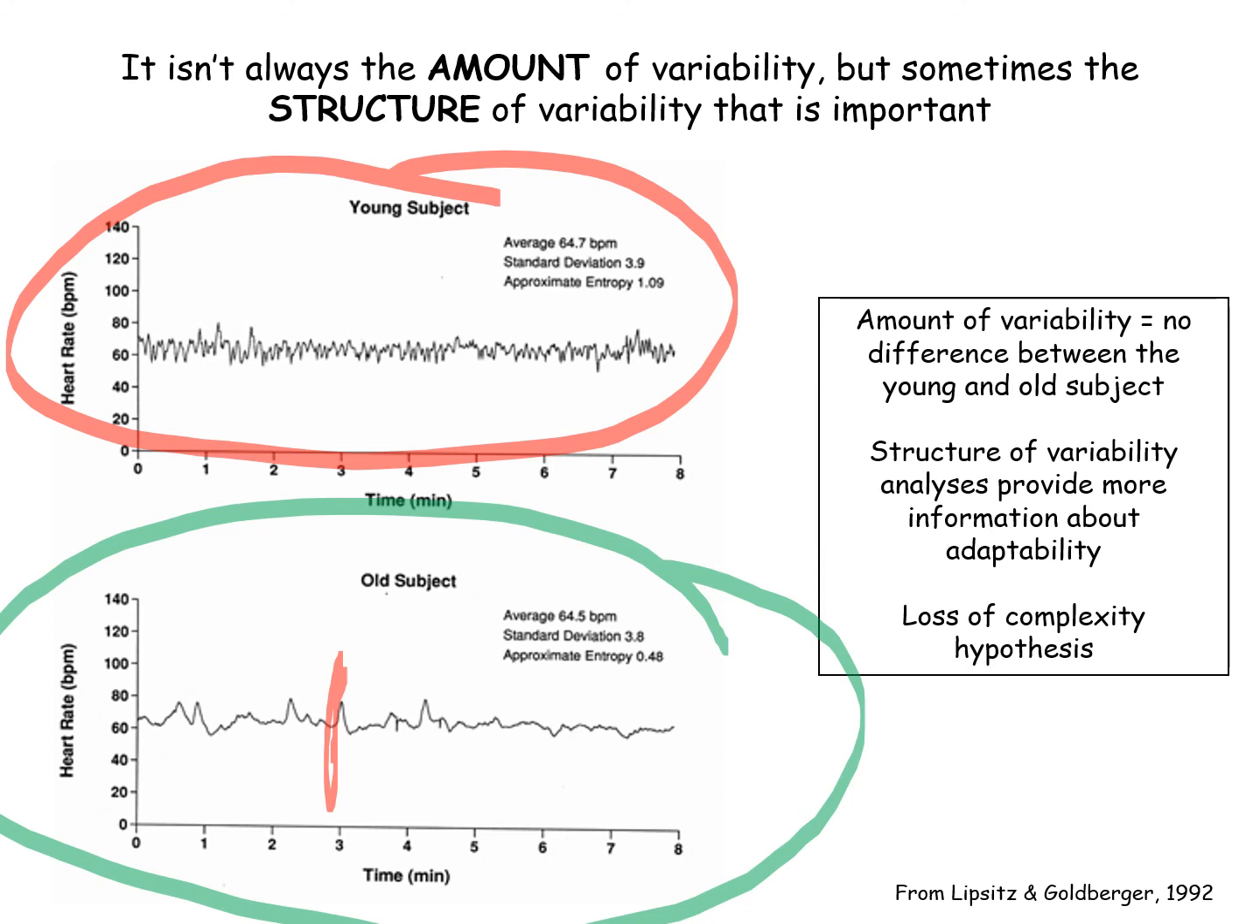Okay, this is from a really cool paper. I'll use a different color. This was a really cool paper that, when you have time to read it, was actually really well done, from Lipsitz and Goldberger in 1992, which may have been written before some of you were born. But the amount of variability equals no difference between the young and old subjects. However, the structure of the variability and the analysis of it provide more information about the adaptability.